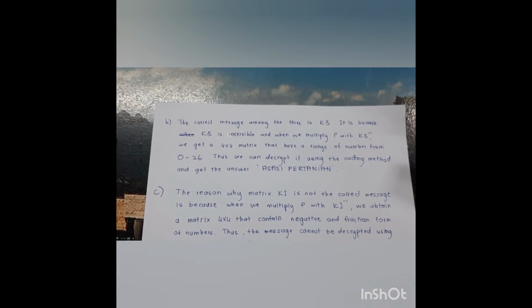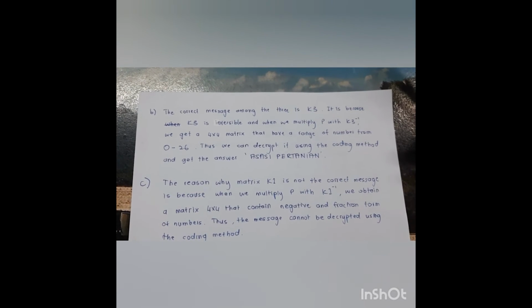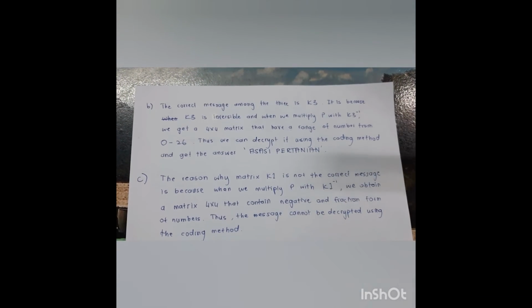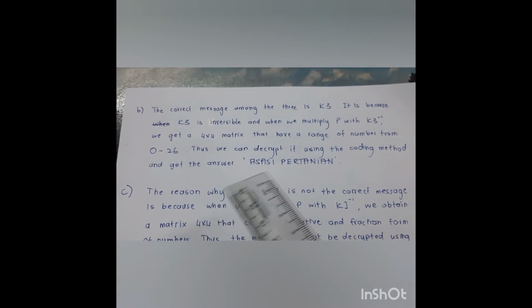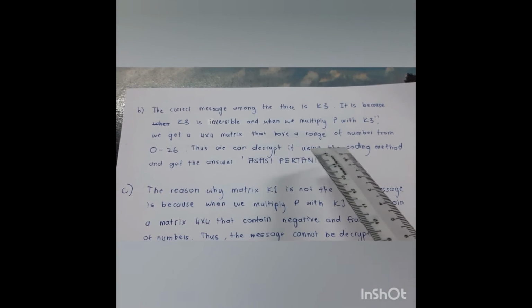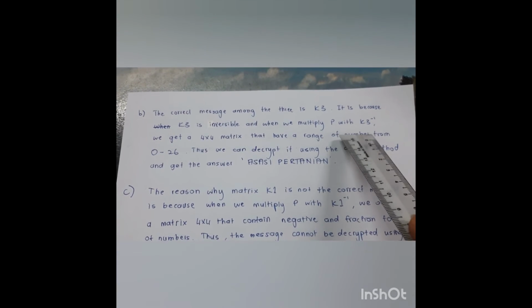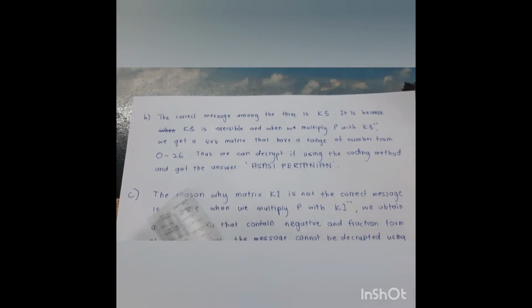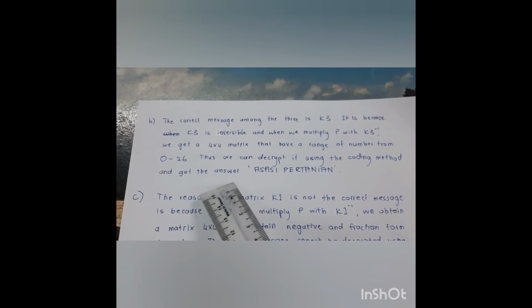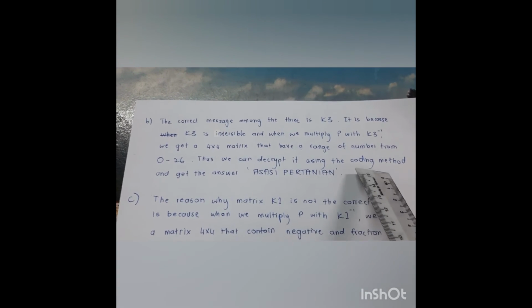So for question B, among these three messages K1, K2 and K3, which message do you think is correct, and explain? So the answer is, the correct message among these three matrices is K3. It is because K3 is invertible, and when we multiply P by inverse K3, we can get a 4 times 4 matrix that has a range of numbers from 0 to 26. Thus, we can decrypt this using the coding method and get the answer Asasi Pertanian.